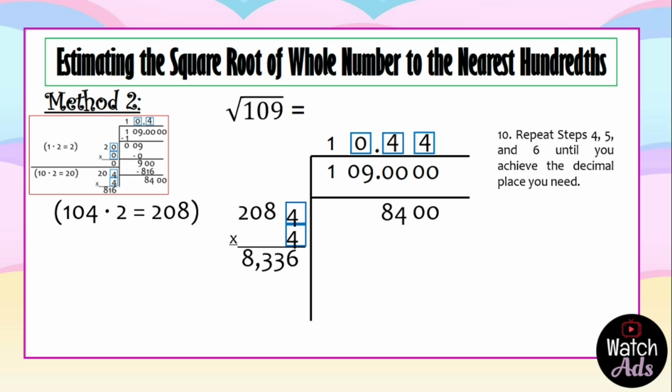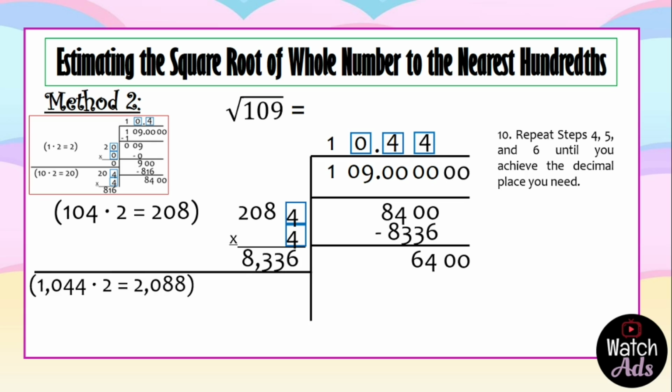We write 4 in the box above the line. This is considered as our answer. And then we subtract 8,336 from 8,400. It gives us 64. Our next step is to affix 2 zeros and then bring it down. It gives us 6,400. Then the next step is to multiply 1,044, our answer, by 2. That gives us 2,088.